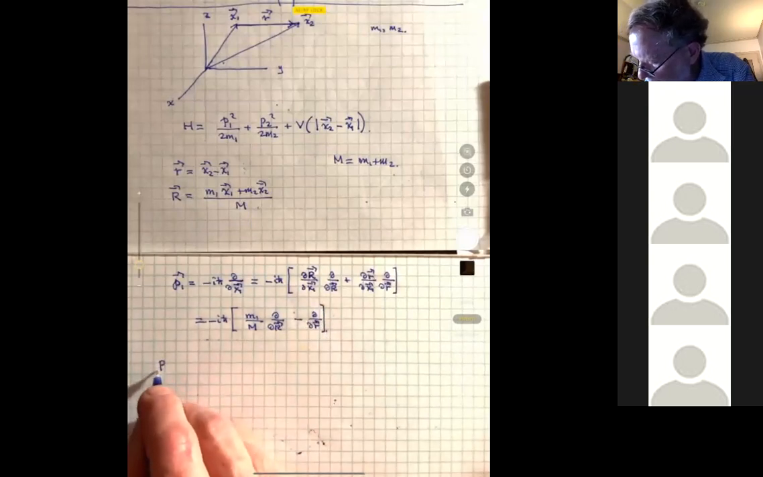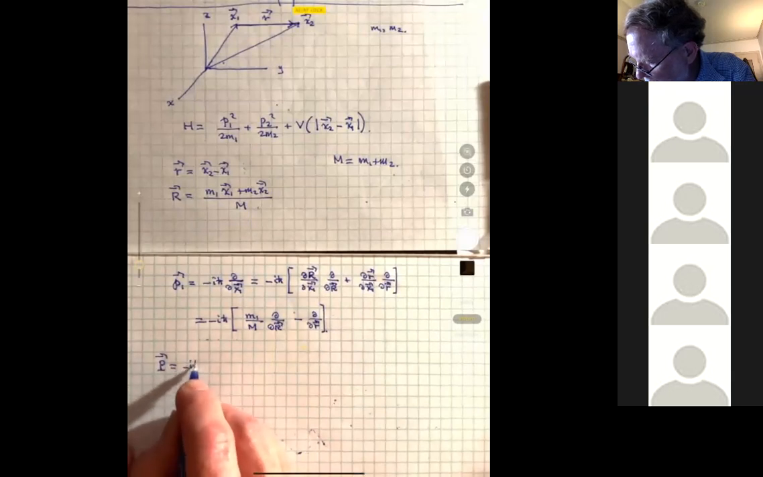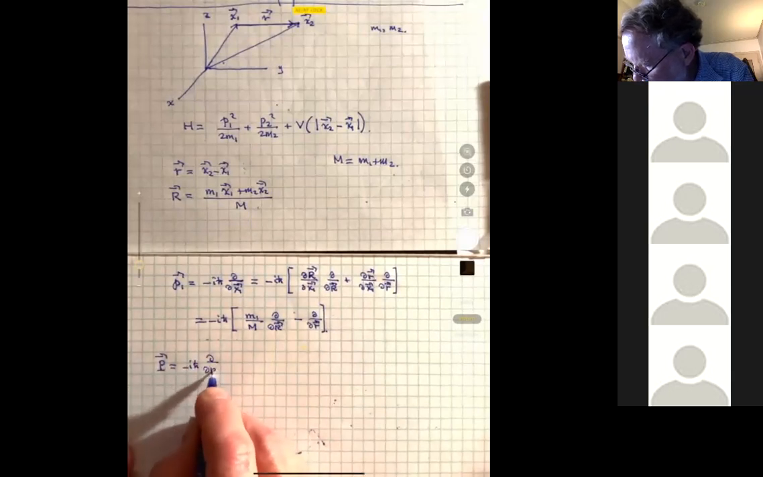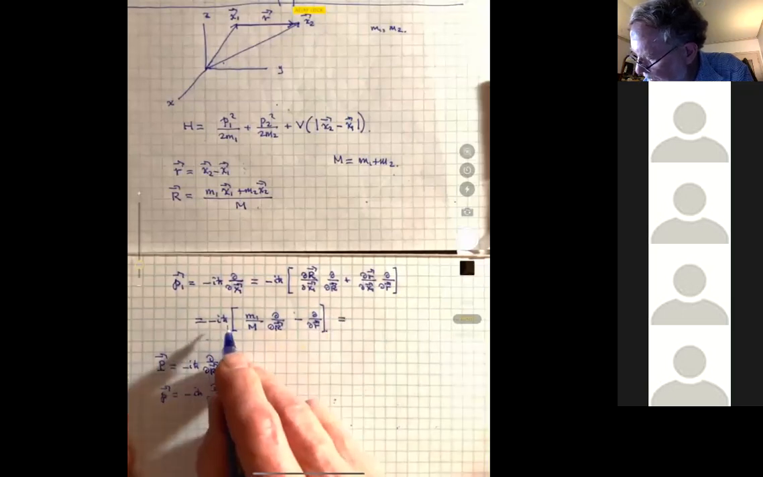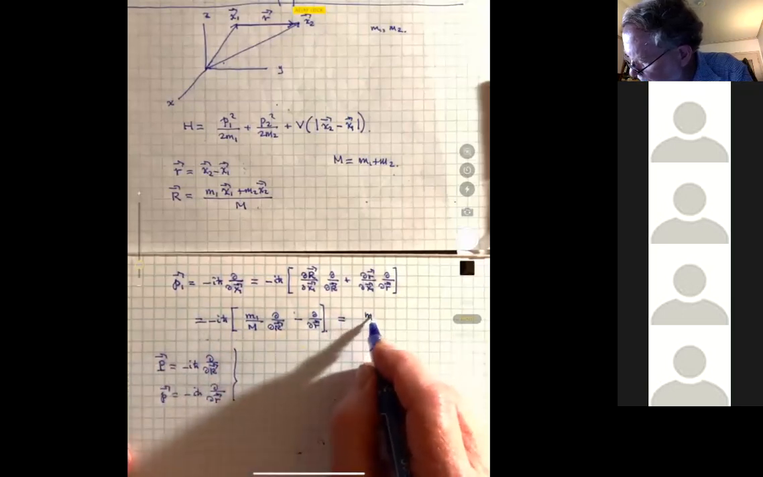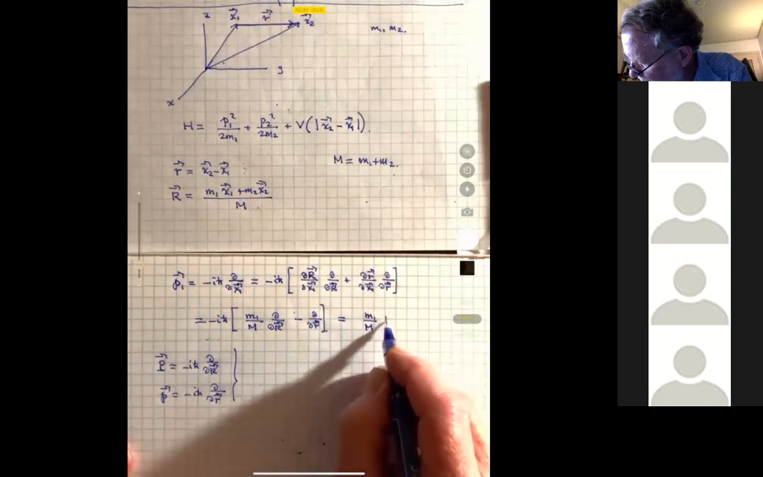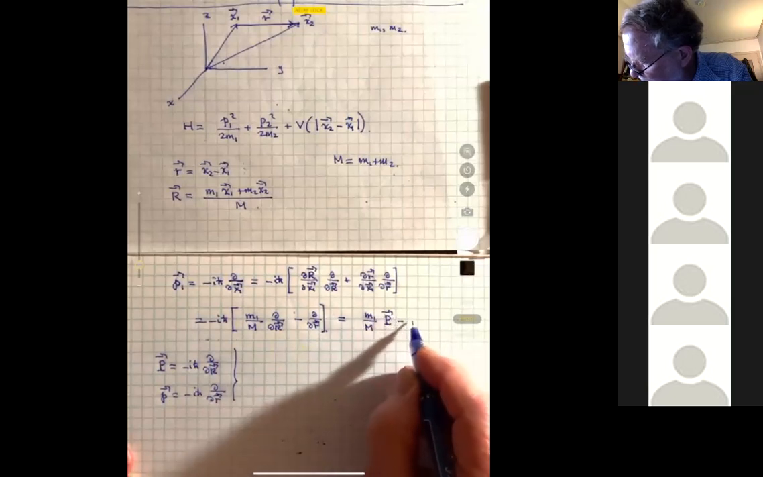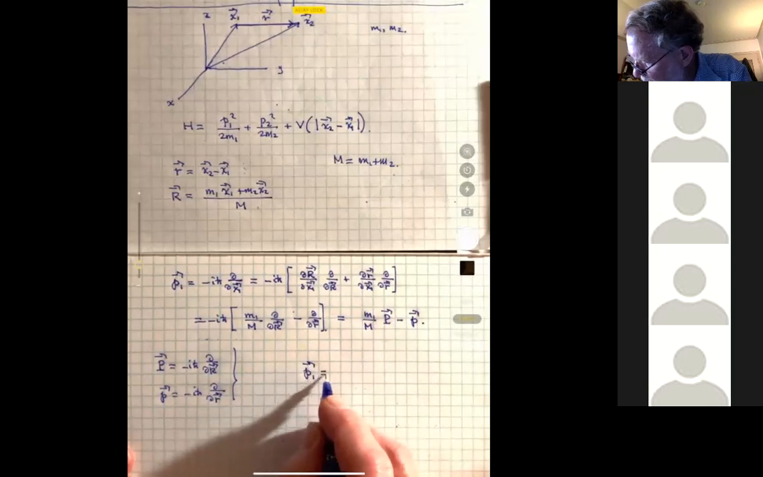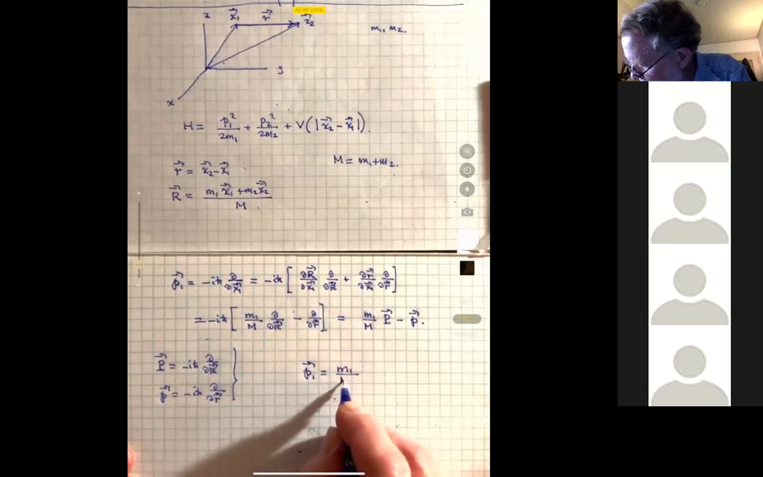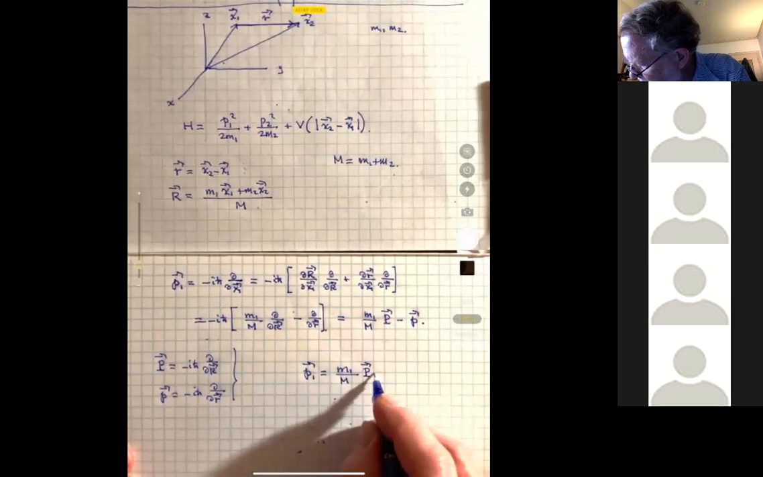Now let's define operators. I'll call capital P, which is minus i h bar partial with respect to big R, and lowercase p, which is equal to minus i h bar partial with respect to lowercase r. If we do this, then these terms can be written as m1 over capital M times capital P minus lowercase p. And so, to summarize, lowercase p1 is m1 over capital M times capital P minus lowercase p.